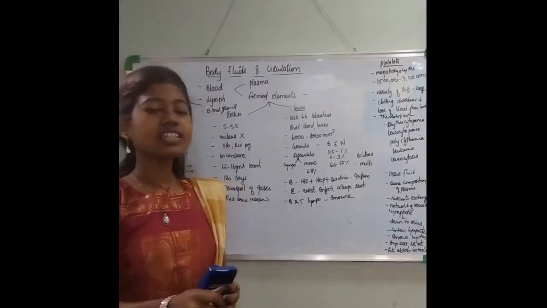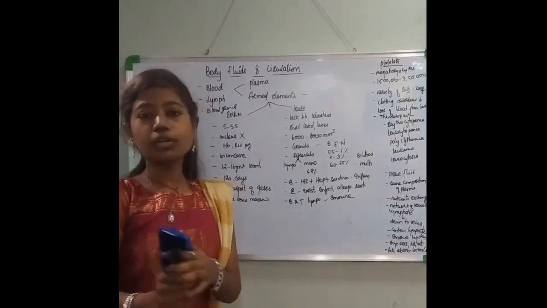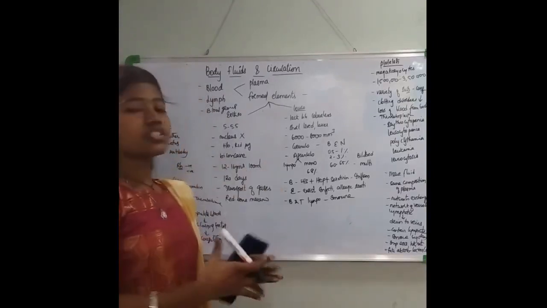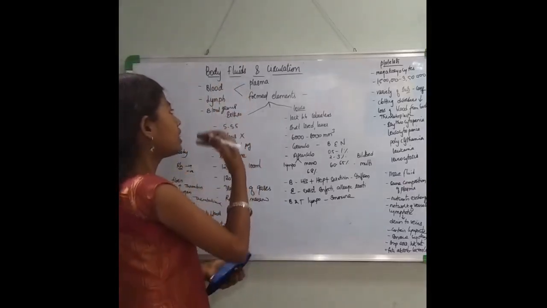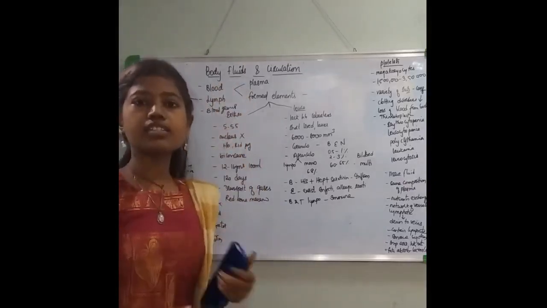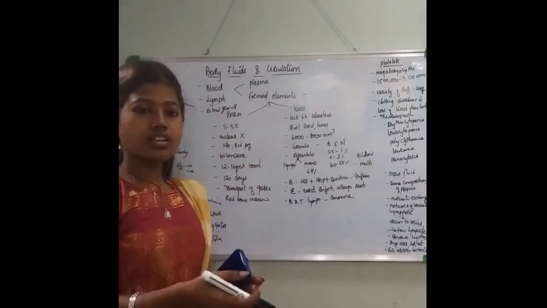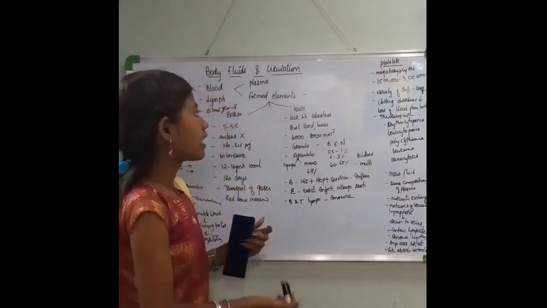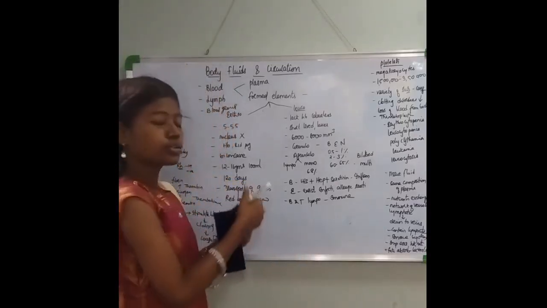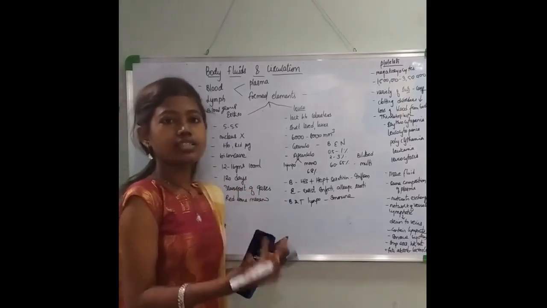So this is Shruti and today we are going to deal with body fluids and circulation. In this chapter we will be dealing with the blood, then the lymph, their properties and composition, how the mechanism of circulation occurs in our body, and we'll also deal with the blood grouping system, and after that we'll see the other fluid called the lymph.